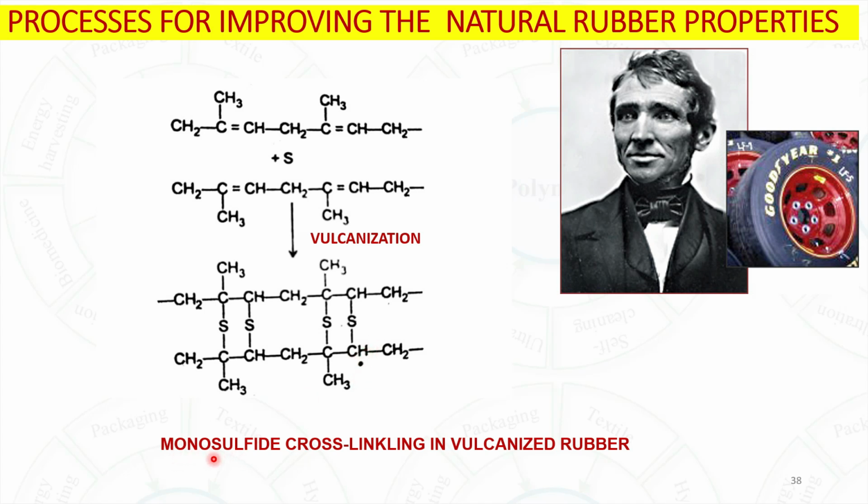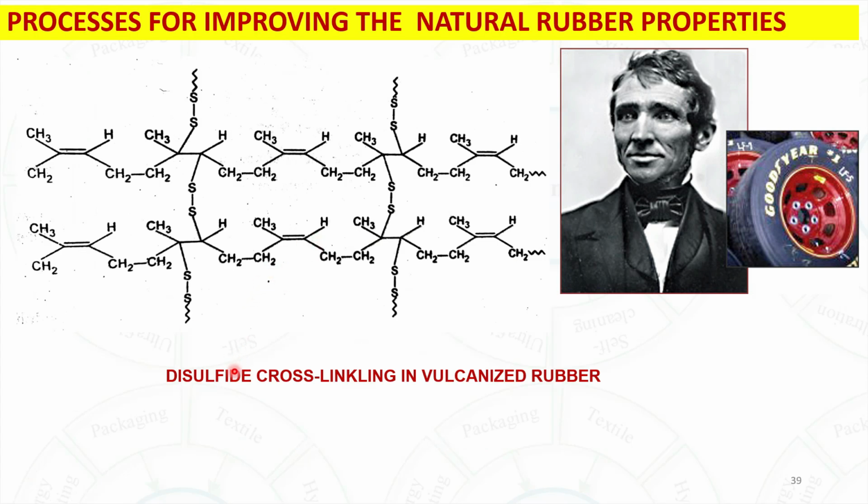So this is monosulfide cross-linking in vulcanization, because only one sulfur is connected between the two chains. And then you can see here disulfide cross-linking may also be there, because these two sulfurs are now connecting these two chains. You know, sulfur is basically S8. So you can add one sulfide between these two chains, or you can add two sulfides, right? So this is disulfide cross-linking. So 2 and 2. You see, this will increase the properties, right? And this is the complete picture.